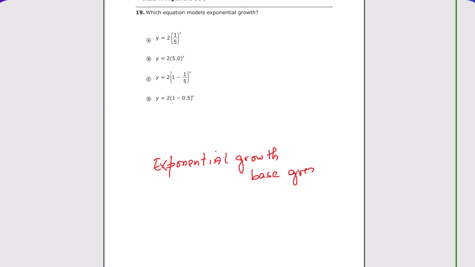Question 19. Identifying exponential growth. We are looking for the equation that shows exponential growth. Growth happens when the base is greater than 1. The equation y equals 2 times 5 to the power of x increases each time x increases. That matches choice B, which shows a base greater than 1.